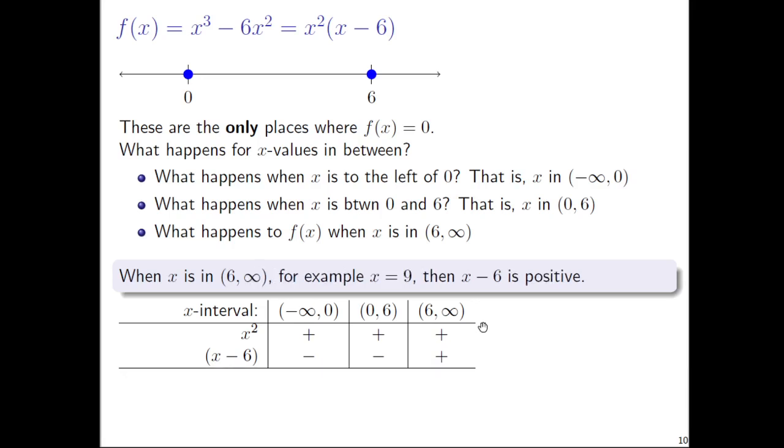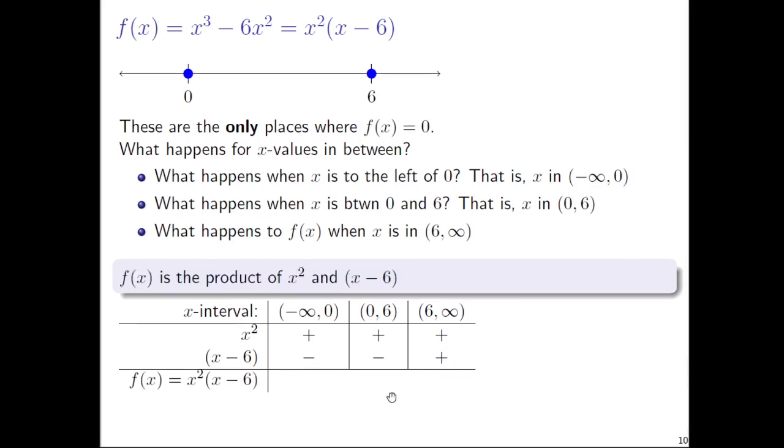Finally, for the last column, 6 to infinity, pick an x value between 6 and infinity, like x equals 9, and then 9 minus 6 would be the number positive 3. Since we got a positive, there's a plus sign here. And you don't have to pick x equals 9. You could pick x equals 20, because then 20 minus 6 would be 14, still positive. Okay, there's still that plus sign there.